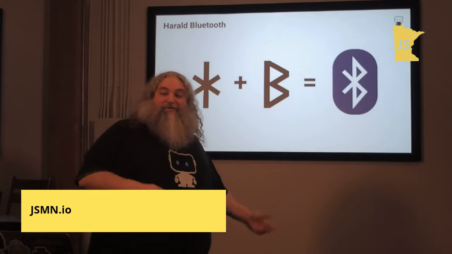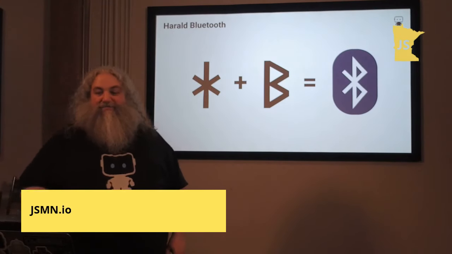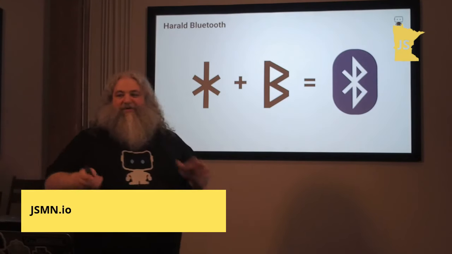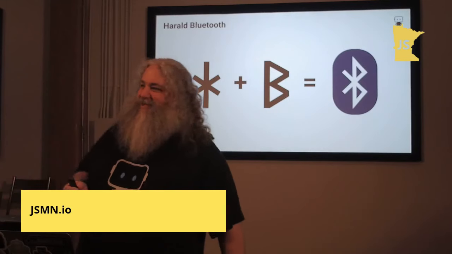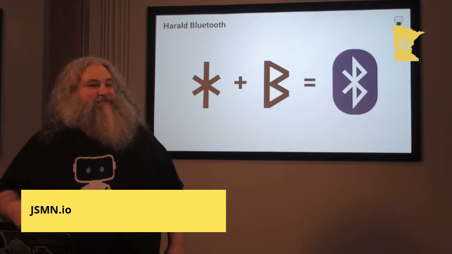And so the logo is actually the rune Haggle for Harald on the left, and Bjork for Bluetooth laid over top of each other. So we're going to try entering that into the detector and see what it thinks it is.